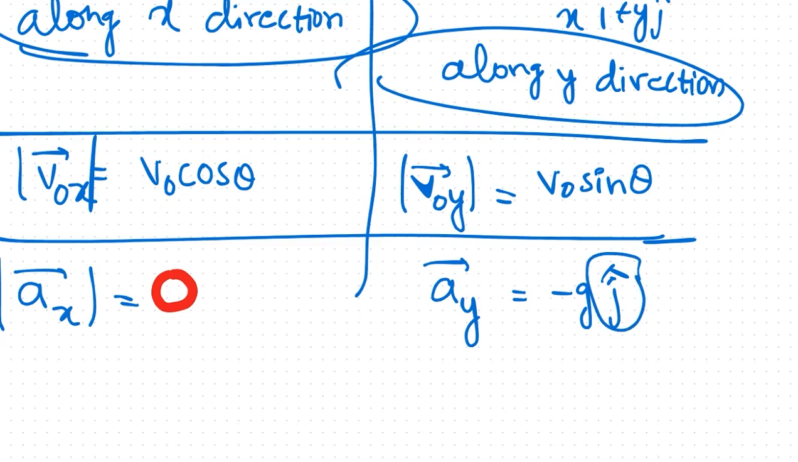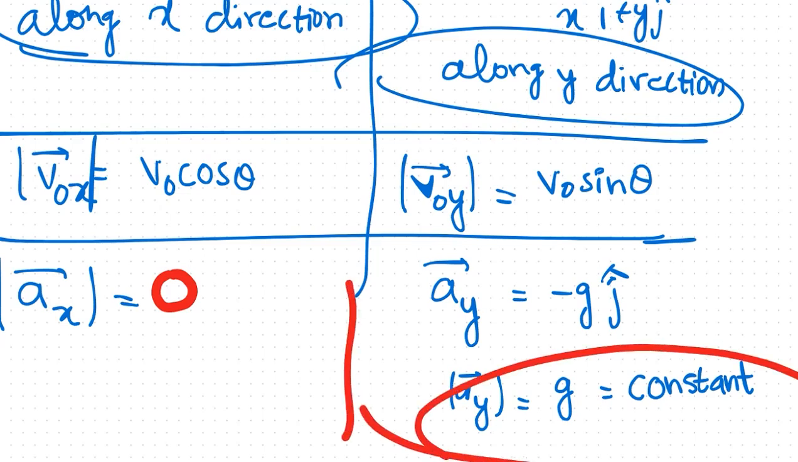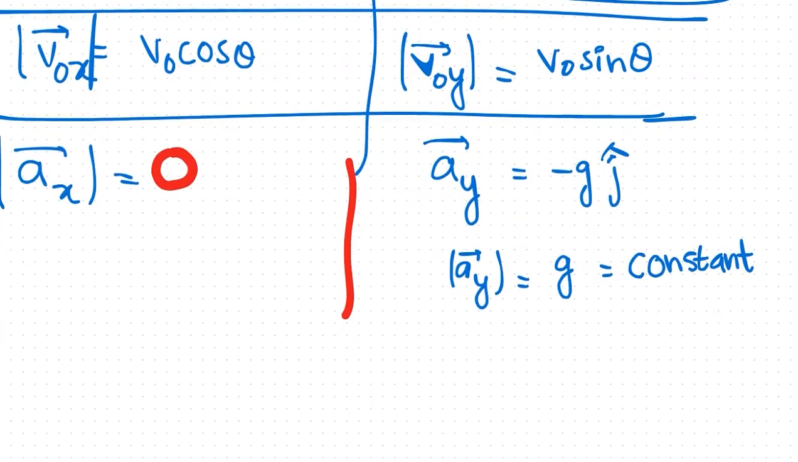Yes, j cap. So the magnitude of the acceleration is g, which is constant. Constant acceleration. So along the y, there is a constant acceleration. Can we use equations of motion if acceleration is constant?